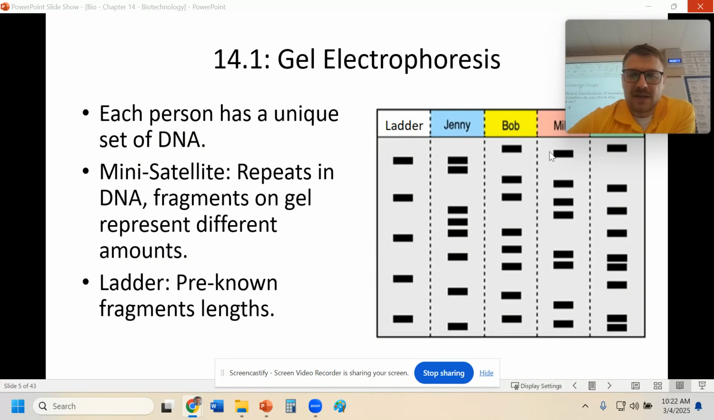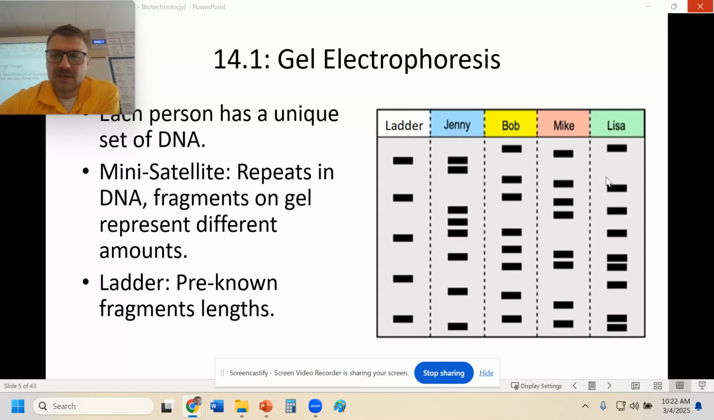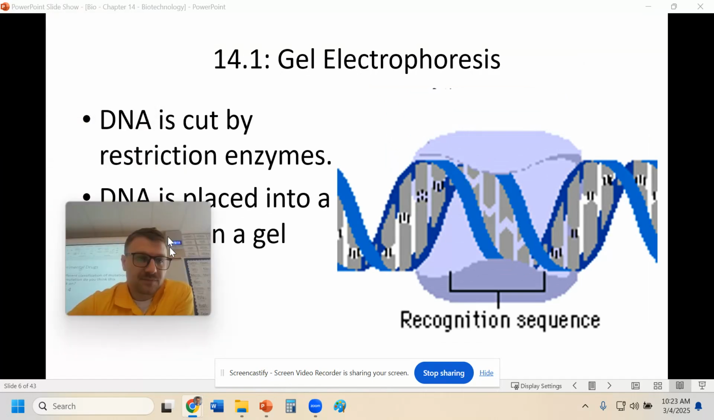They're going to be separated based on, as you can see here, the gel electrophoresis. The ladder on the left-hand side is the already pre-known fragment lengths. You can see here, these are the fragment lengths. And what we can do is separate the DNA of 4 different people. You can see Jenny, Bob, Mike, and Lisa. These are maybe the suspects in a crime. And they're going to separate the DNA based on length. That's what the gel electrophoresis machine does.